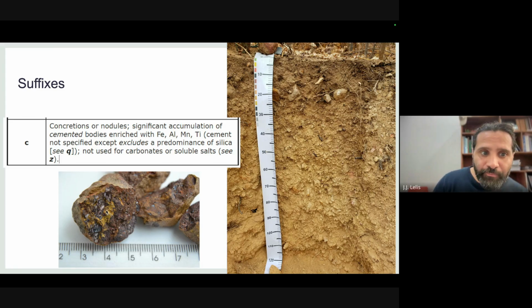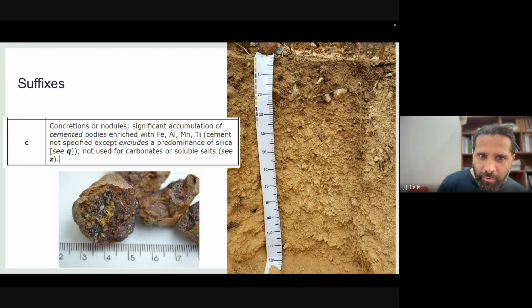So it's quite common to see some soil cemented by iron, but you can also see some aluminum, manganese, and titanium cementation. Okay, we use this c suffix for everything, but we need to exclude any kind of cementation by silica, and we also need to exclude any kind of cementation by carbonates or salts. Okay, so we only use this, let's say, for metals.